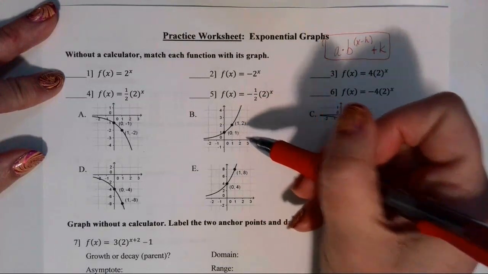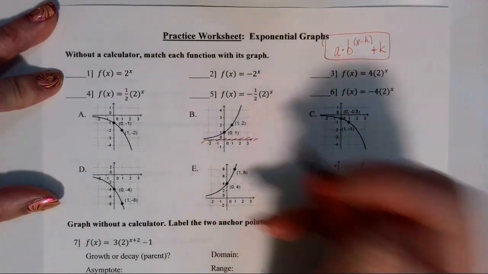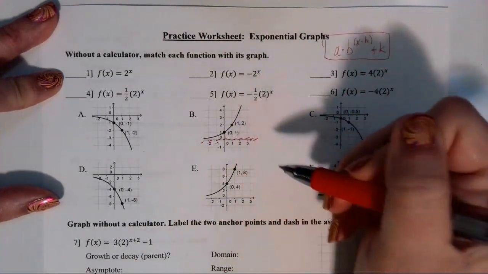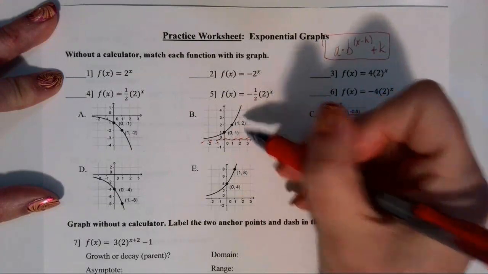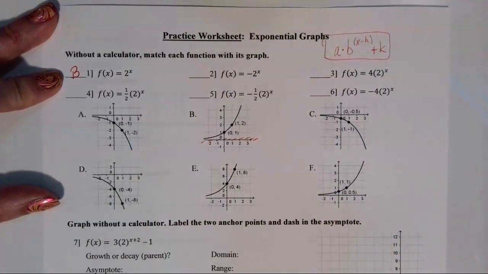And we can see that in graph B, we have a horizontal asymptote at y equals 0, passes through the y-intercept 0, 1, and then 1 comma b. So number 1 would be graph B.